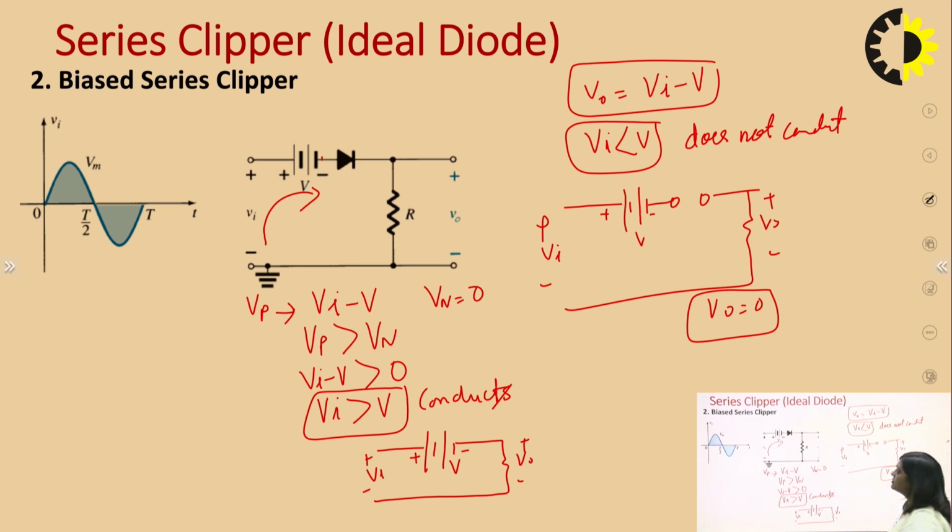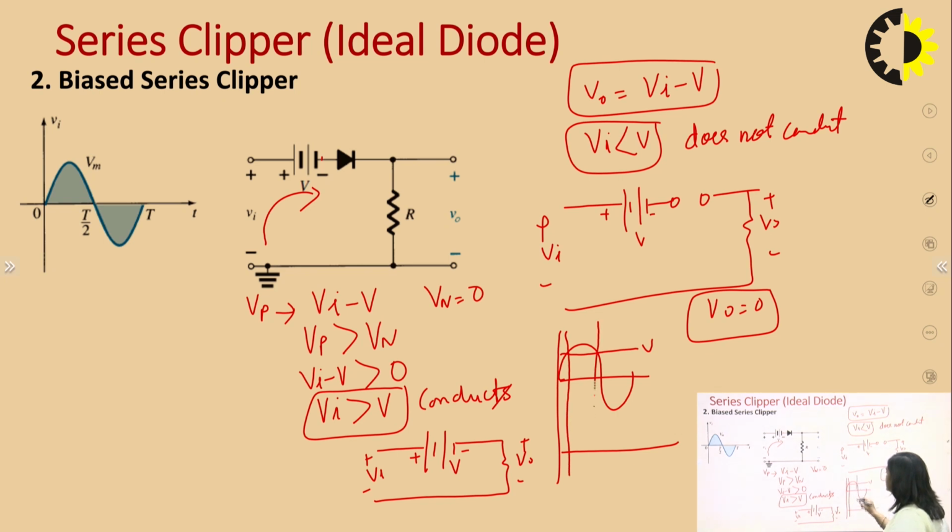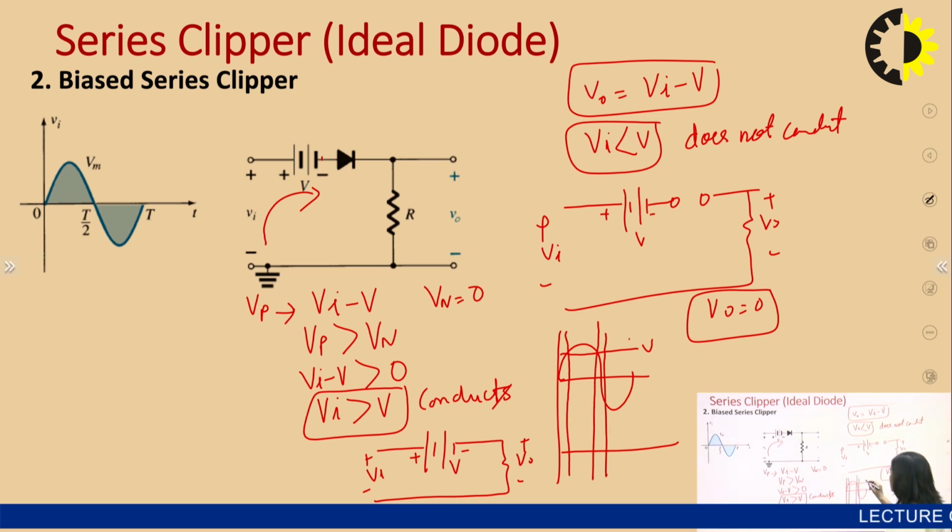So what we can do, this is our input and we have a condition Vi greater than V. So we have to draw the threshold line. Okay, so we will draw the diagram here. This is our input signal. So we have to draw the V line here, like in this way. Then we will draw perpendicular from these lines, like in this way.